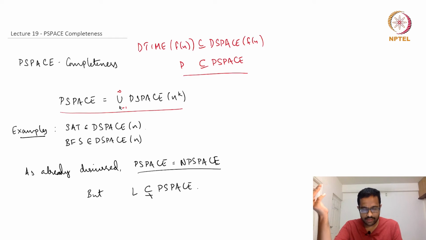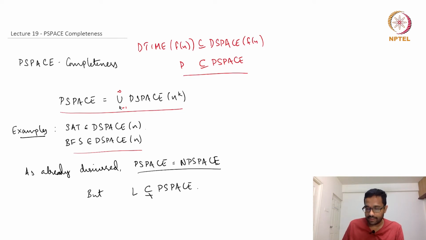Similarly, consider breadth first search, given a graph. It's also linear space, because the graph itself in adjacency list representation requires order n plus order m, the vertices plus edges, and whatever is required for the representation of the graph, the space required for the BFS is linear in that, right? So BFS is also DSPACE(n). This is not that difficult to see, so I am not going to elaborate further on them.